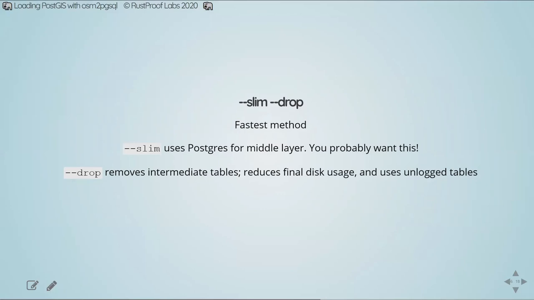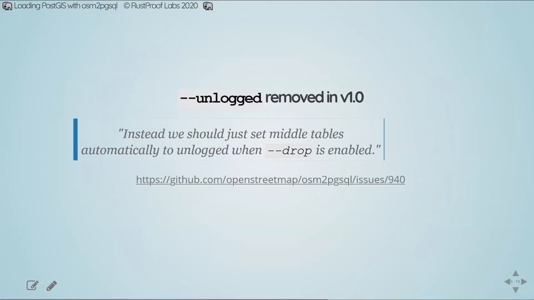Drop is a really neat feature because it gets rid of those extra intermediate tables after the fact. Considering I never update the data, I always load completely from scratch. This is the way I always do it. And the benefit, other than having a smaller on-disk size at the end, is it uses the unlogged tables feature in Postgres. For you folks that have run this process since the pre-1.0 versions of osm2pgsql, you may be wondering why I'm not using the unlogged flag. And that's because it's gone in 1.0. 1.0 and later, they automatically toggle that option when you use drop. That's the only time that feature really helped or was appropriate to use. And so they just automatically enabled it for us. So that option is completely gone and it's handled automagically behind the scenes.